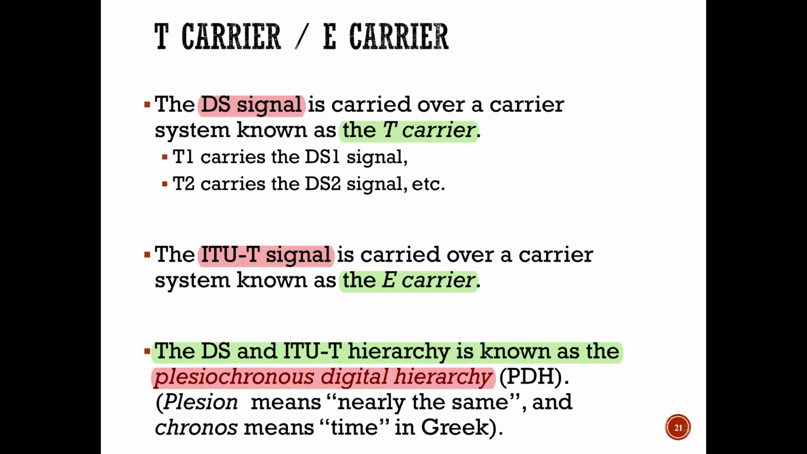T-carrier/E-carrier. The DS signal is carried over a carrier system known as the T carrier. T1 carries the DS1 signal, T2 carries the DS2 signal, etc. The ITU-T signal is carried over a carrier system known as the E carrier. The DS and ITU-T hierarchy is known as the Plesiochronous Digital Hierarchy, PDH. Plesios means nearly the same, and chronos means time in Greek.